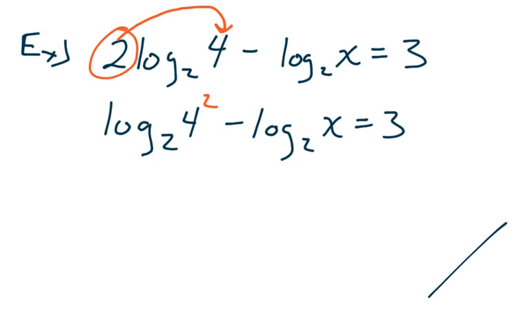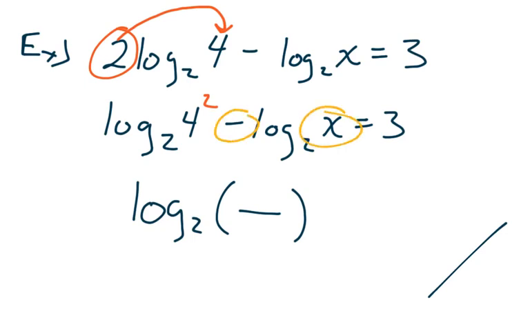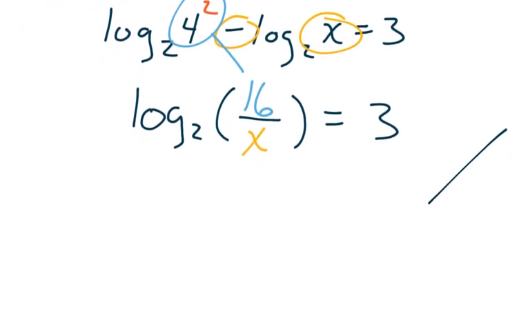All right, so algebra agents, we have a subtraction sign. Subtraction means fraction, and whatever's being subtracted ends up in the denominator, and whatever's being added ends up in the numerator, right? Except 4 squared is the same as 16. All right, so we condense this to be the log base 2 of 16 over x equals 3.